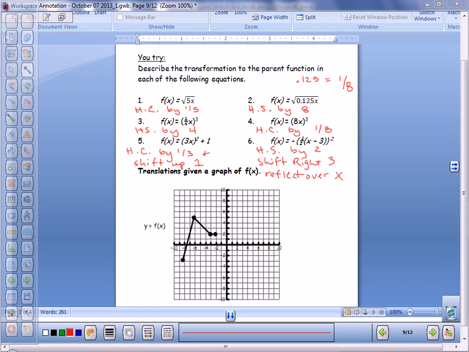Number 1 is a horizontal compression by a factor of 1/5. Number 2 is a horizontal stretch by a factor of 8. Number 3 is a horizontal stretch by a factor of 4. Number 4 is a horizontal compression by a factor of 1/8. Number 5 is a horizontal compression by 1/3, and we shift the function up 1 unit. Number 6 is a reflection over the x, or horizontal stretch by a factor of 2, and a shift right 3 units.